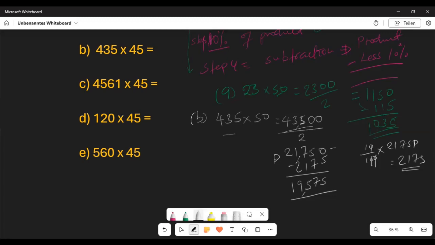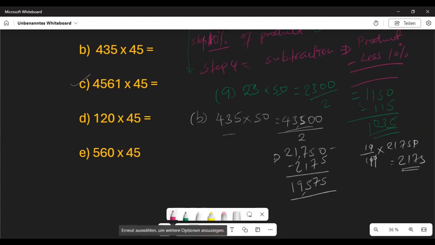So that is why calculation and multiplying any number by 45 becomes easier. So now let's go to C. C is just like a huge number, but we just don't mind doing those kinds of numbers.